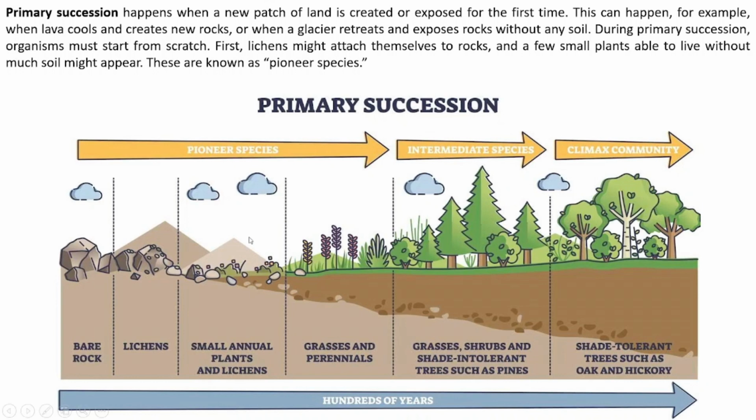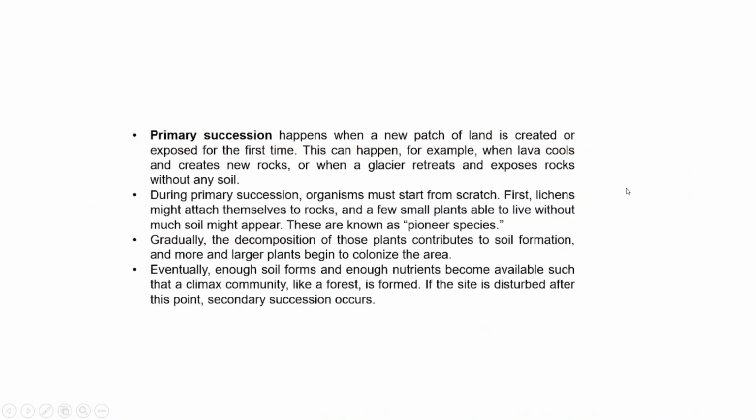Then come the grasses, shrubs, and shade intolerant trees. These are the intermediate species, and ultimately a mature forest-like ecosystem is developed, which is called the climax community. The word primary is self-explanatory. It happens when a new patch of land is created, where nothing was there before, or exposed for the first time. The few small plants or lichens that come are the pioneer species, and gradually the decomposition of these plants contributes to soil formation. The soil gets enriched in nutrition, and larger plants begin to colonize the area. Eventually enough nutrients become available, and a climax community like the forest is formed.